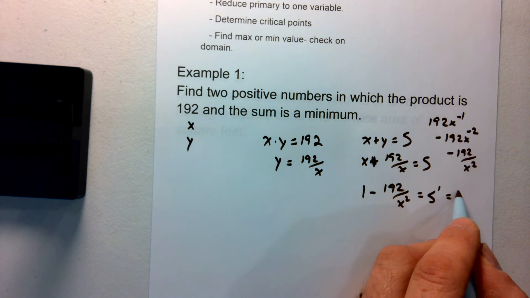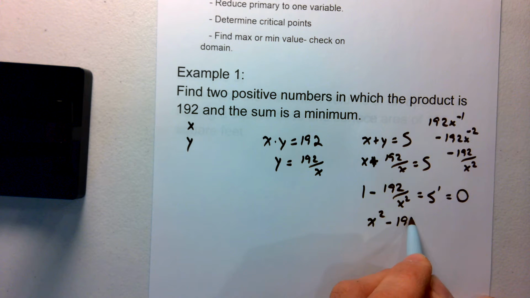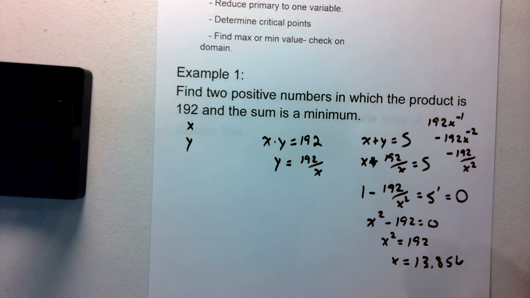I'm going to go ahead and find my critical numbers by setting that equal to 0. I can find a common denominator, which gives x squared minus 192 equals 0. x squared equals 192, so x will equal the square root of 192. That's 13 something. The square root of 192 gives us 13.856. So not a nice clean number, but that's okay. We can work with it anyway.